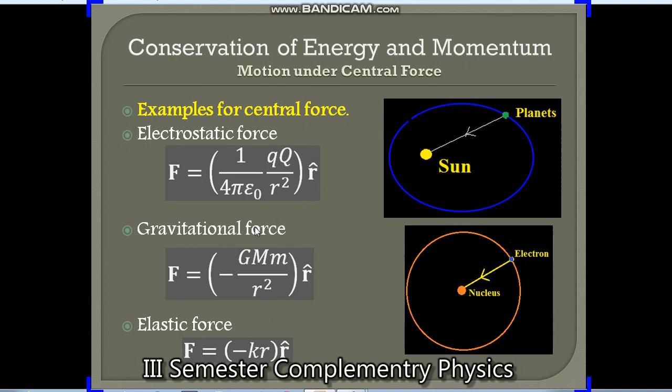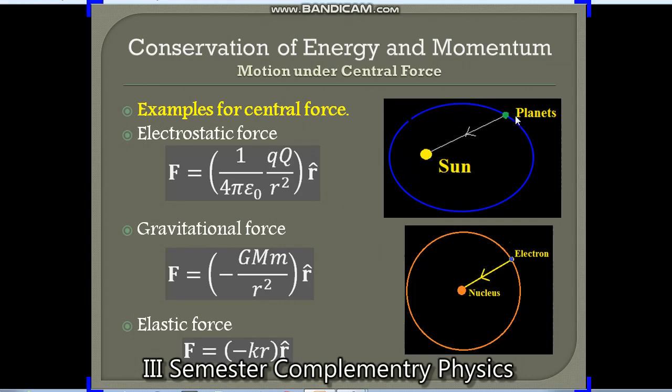Another example is gravitational force. For example, the sun-planet system. If we consider the planetary motion around the sun, we see that the sun is placed at one of the foci of the orbit, and the planet is revolving in elliptical orbits with the sun at one of the foci.